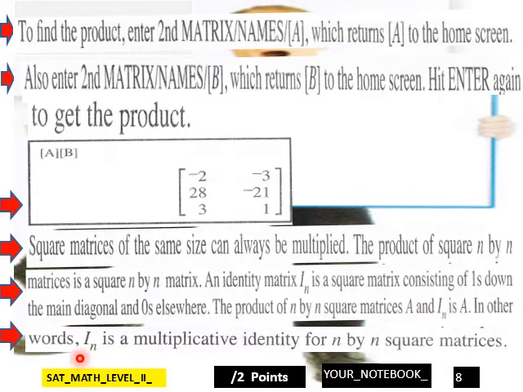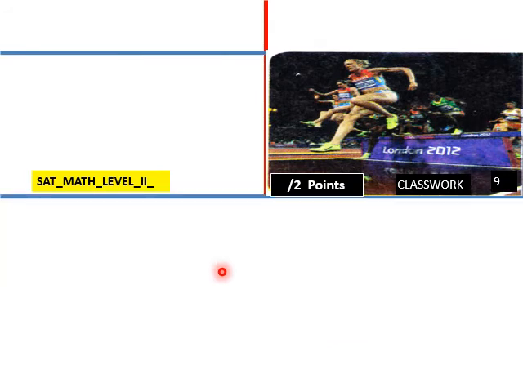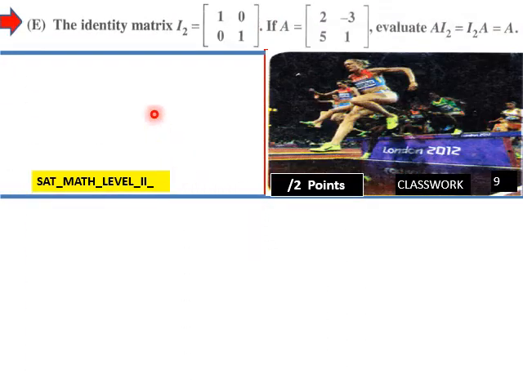In other words, identity n is a multiplicative identity for an n by n square matrix. So of course we got to try one now. So the identity matrix, here's our diagonal here, I2. If A equals 2, -3, 5, and 1, evaluate A I2 equals I2 A, which equals A. Or is this commutative?